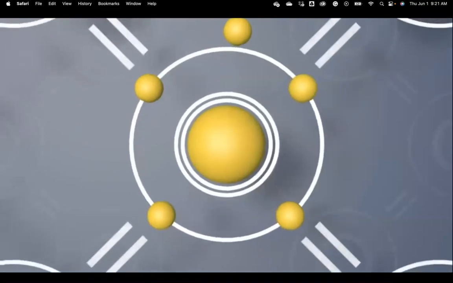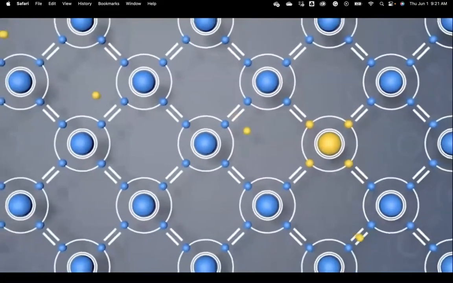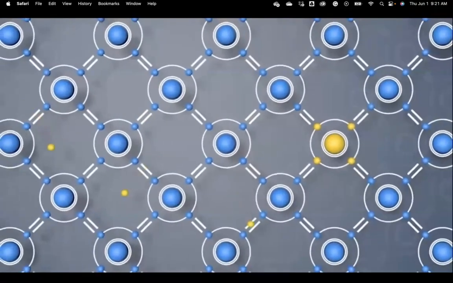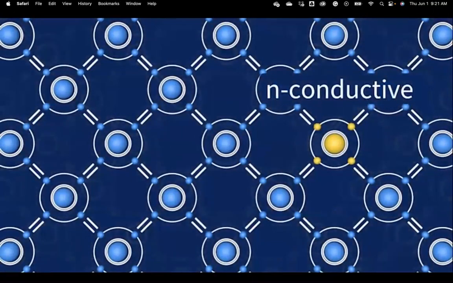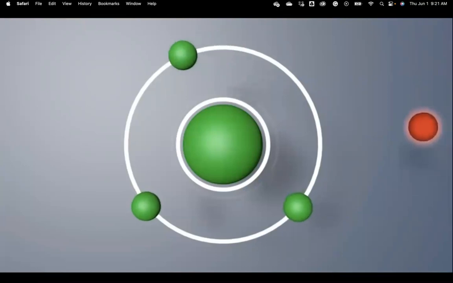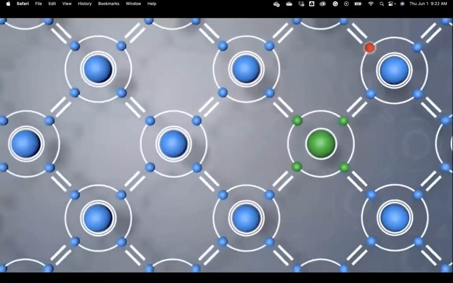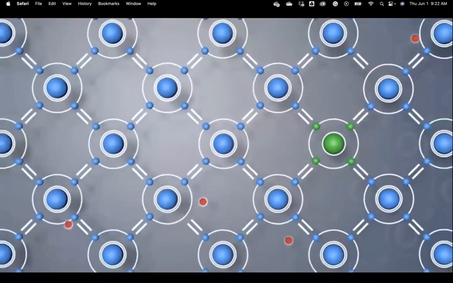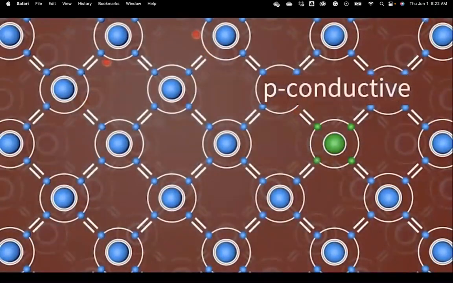Phosphorus has 5 outer electrons. When it is inserted into the silicon crystal lattice, the 5th phosphorus electron can move freely. This means that the silicon-phosphorus crystal is n-conductive. In contrast, boron atoms only have 3 outer electrons. When they are introduced into the silicon lattice, one silicon electron has nothing to bond to. This creates electron holes. The holes move through the crystal like positively charged particles, making the material p-conductive.